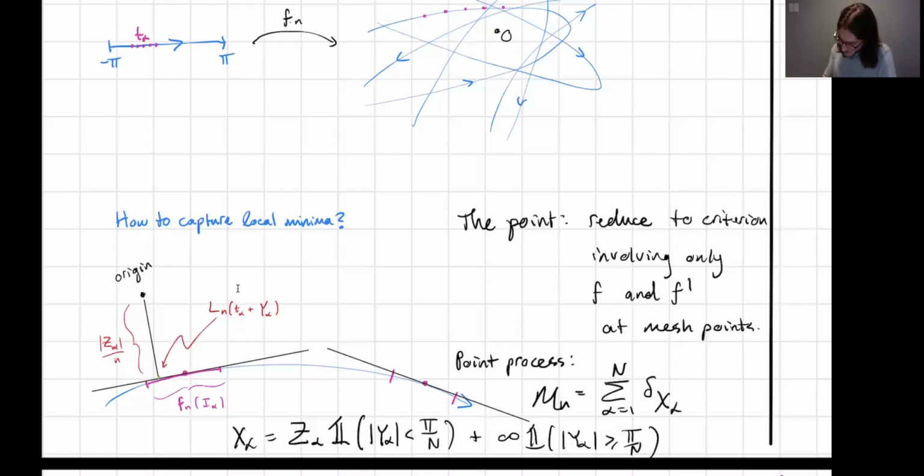So this is our point process. The local minima are happening at scale 1 over N. We get this process of Z alphas that are very close to those local minima distances. And then we select the ones that meet this criterion of this interval sort of looking at the origin face on. And so this gives us our point process, and we call that Mn.